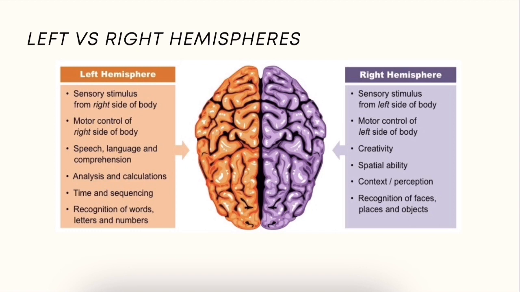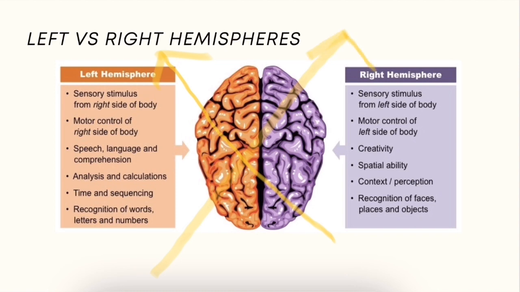So our left hemisphere would be for sensory stimulus from the right side of the body, motor control of the right side of the body, speech, language, and comprehension, analysis and calculations for time and sequencing, recognition of words, letters, and numbers, while our right hemisphere, sensory stimulus from the left side of the body, motor control of the left side of the body. It's for creativity, for spatial ability, for context, perception, recognition of faces, places, and objects. So it's actually a crossed pattern. All right, there is that cross pattern.